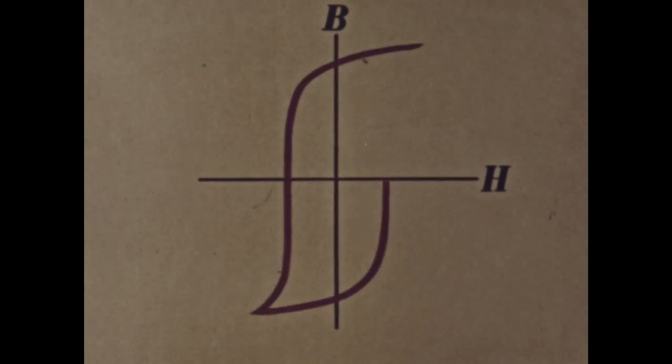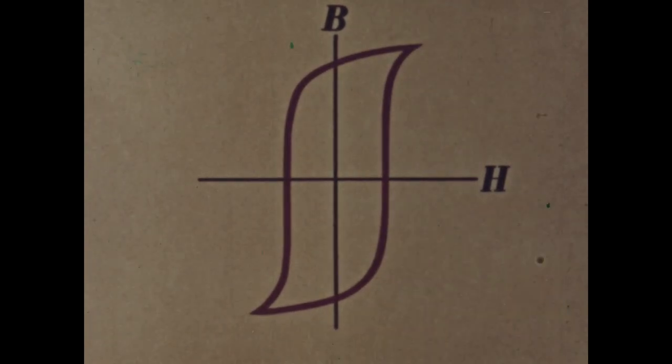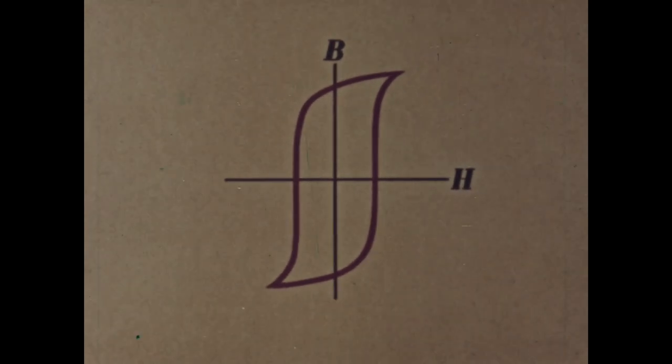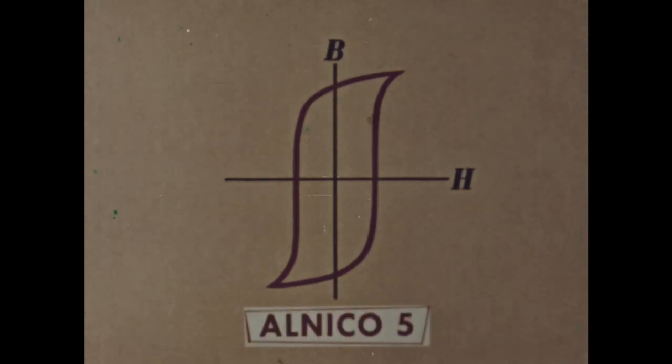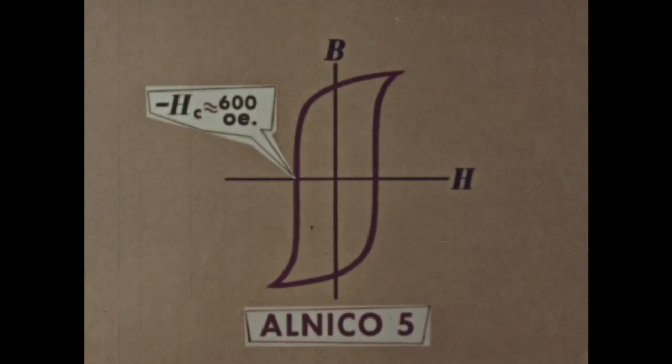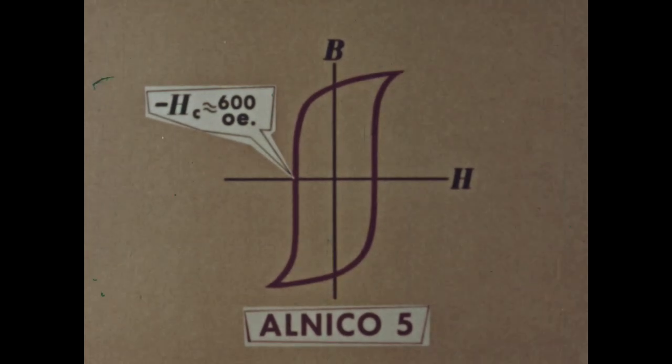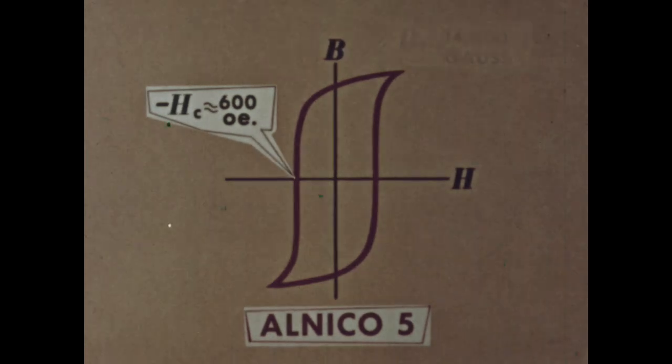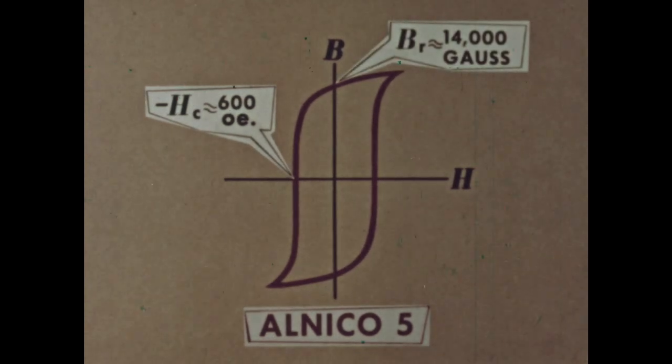We will now discuss the magnetically hard materials whose loops characteristically show a very large coercive force. This loop for the permanent magnet material, alnico 5, shows a coercive force of the order of 600 Oersteds, or nearly 50,000 ampere turns per meter, 6,000 times the coercive force of silicon iron transformer material. The loop also shows a large remnant induction, BR, in the neighborhood of 14,000 Gauss, or 1.4 Webers per square meter.